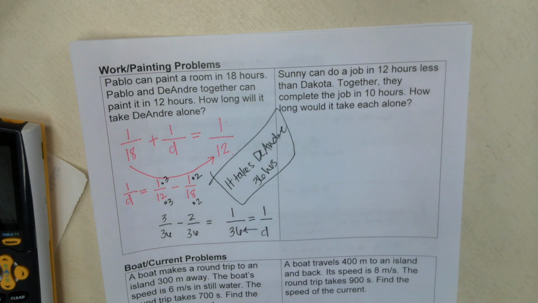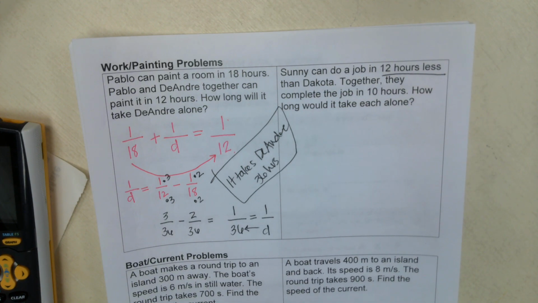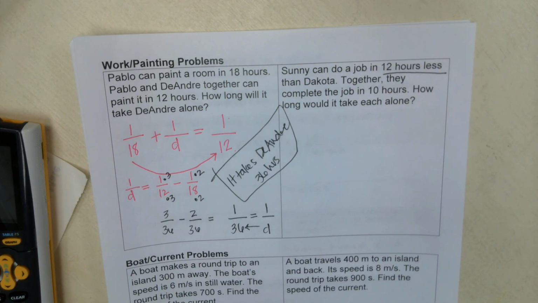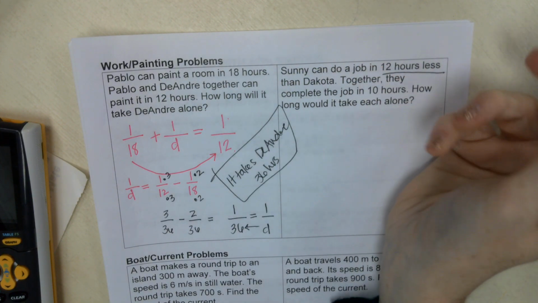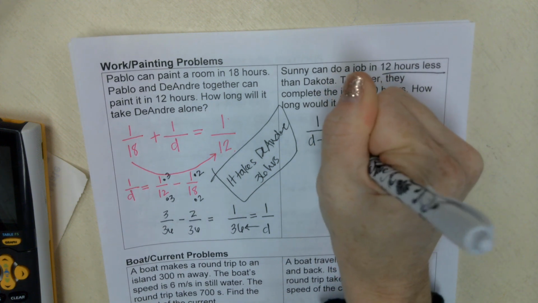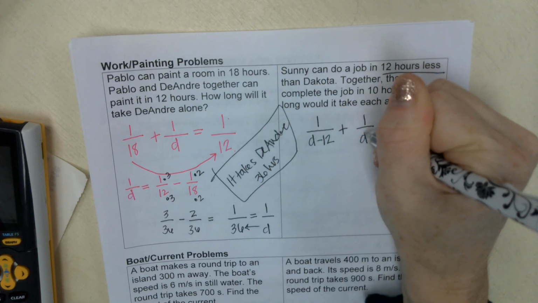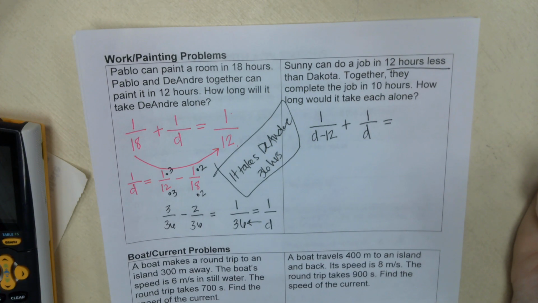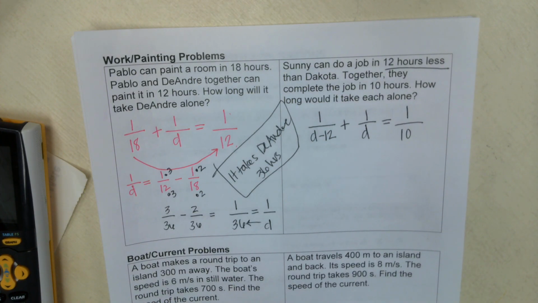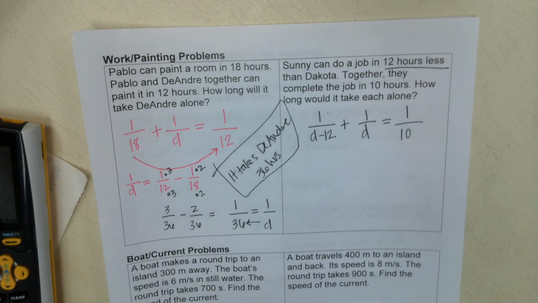All right, Sonny can do a job in 12 hours less than Dakota. Together, they would complete the job in 10 hours. How long would it take each alone? Okay, Sonny can do the job in 12 hours less than Dakota. So this would be Dakota's fraction. Okay, now together you know that they can do that job in 10 hours. One job in so many hours, okay?